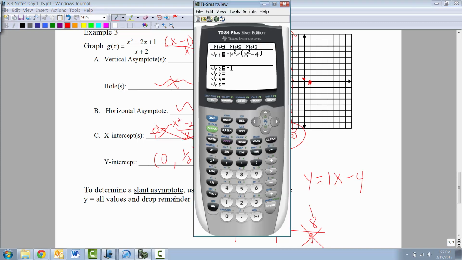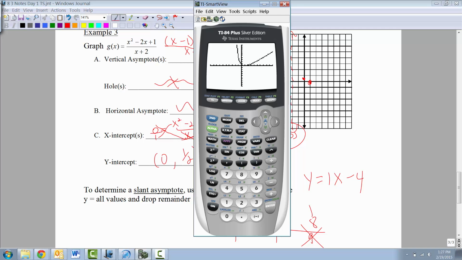So, clear? All right, I need parentheses. Stop making that mistake. X squared minus 2x plus 1 divided by, stop making this mistake, x plus 2. No parentheses, not even close. Clear? X minus 4. Actually, let's look at the graph first.